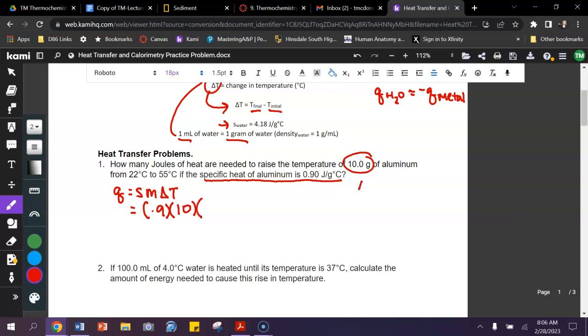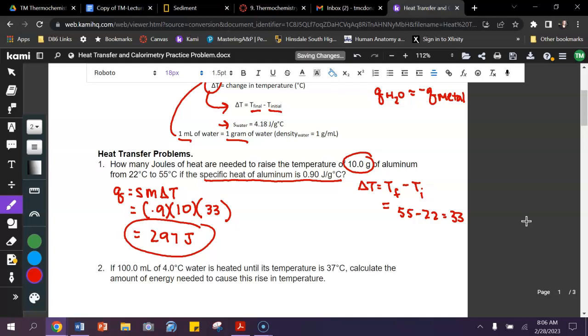And remember that ΔT is equal to T final minus T initial, which in this case is 55 minus 22, which gives us a difference of 33 degrees. So I'm just going to plug that in here. And when I multiply 0.9 times 10 times 33, I get 297 joules of energy, and that is my answer.